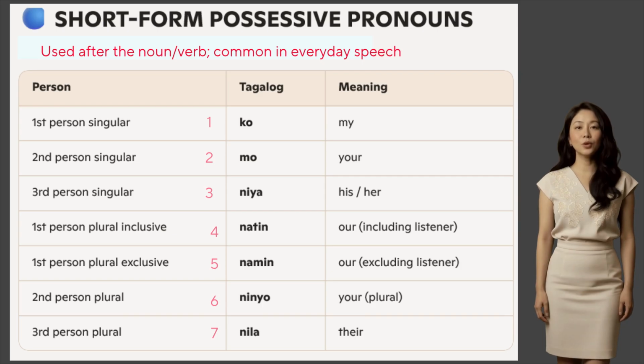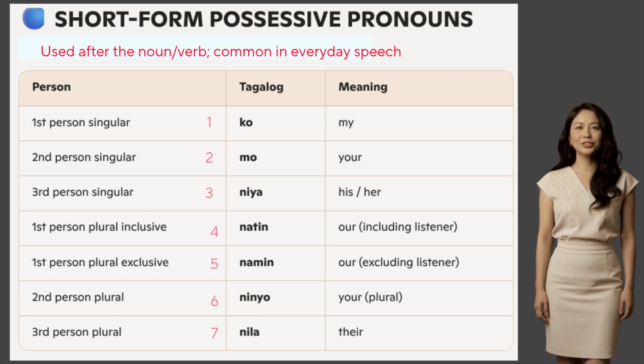Number 1, ko, meaning my. Number 2, mo, meaning your. Number 3, niya, meaning his or hers. Number 4, natin, meaning our, including the listener. Number 5, namin, meaning our, excluding the listener. Number 6, ninyo, meaning your, in plural form. And number 7, nila, meaning their.